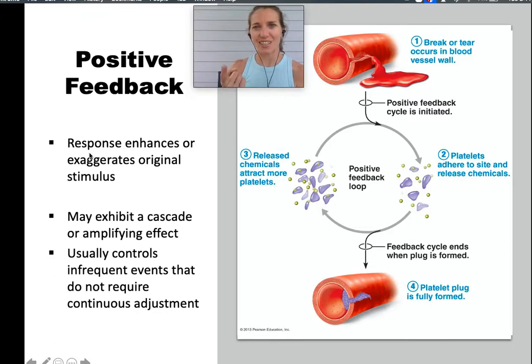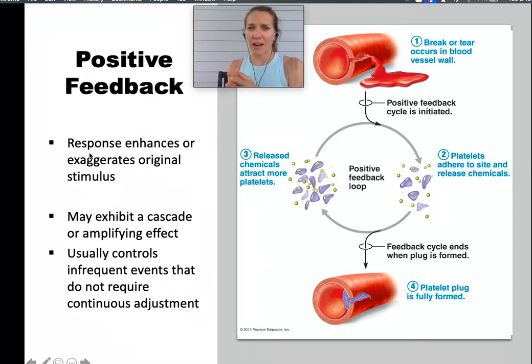Childbirth is a classic example, right? Where you have oxytocin and you have prostaglandins working to dilate the cervix. And as the cervix dilates, it kicks back to the pituitary and causes more oxytocin and more prostaglandins ultimately to be released. And that cycle goes and goes until you deliver a baby.